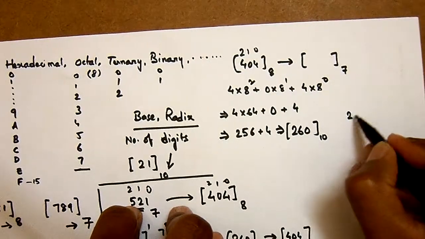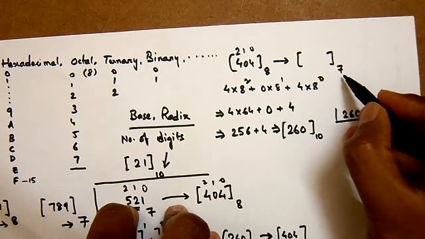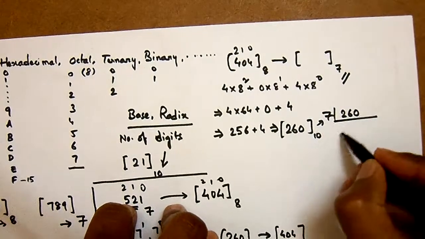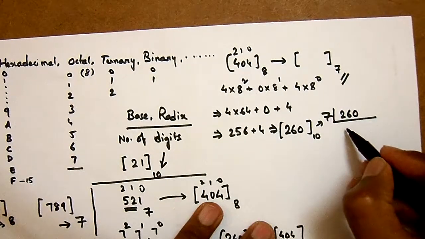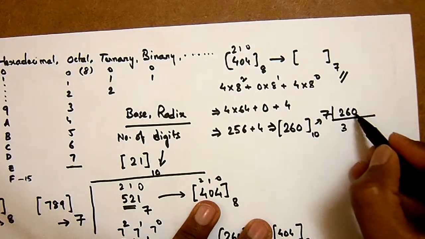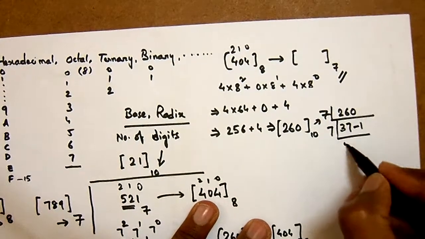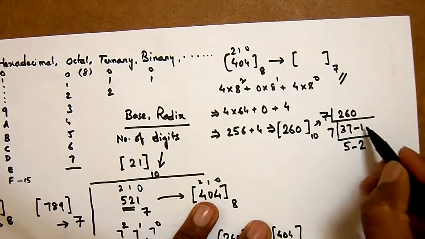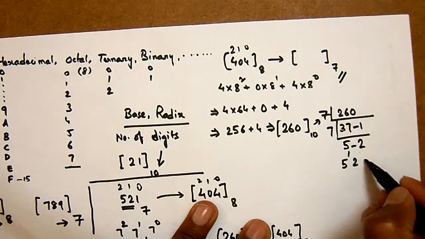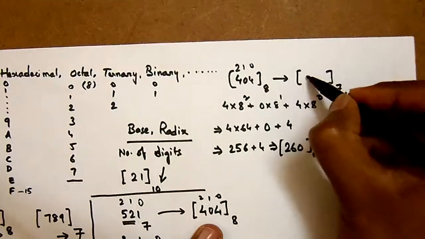Now let us divide, depending on which base we want to convert into. We want to convert into base 7, so we have to derive the equivalent and divide it with base 7. So 7 3s are 21, we get 37, 7 5s are 35, remainder is 2, and again 7 7s are 49, remainder is 1. Now it is 5 2 1, and this is to the base 7.